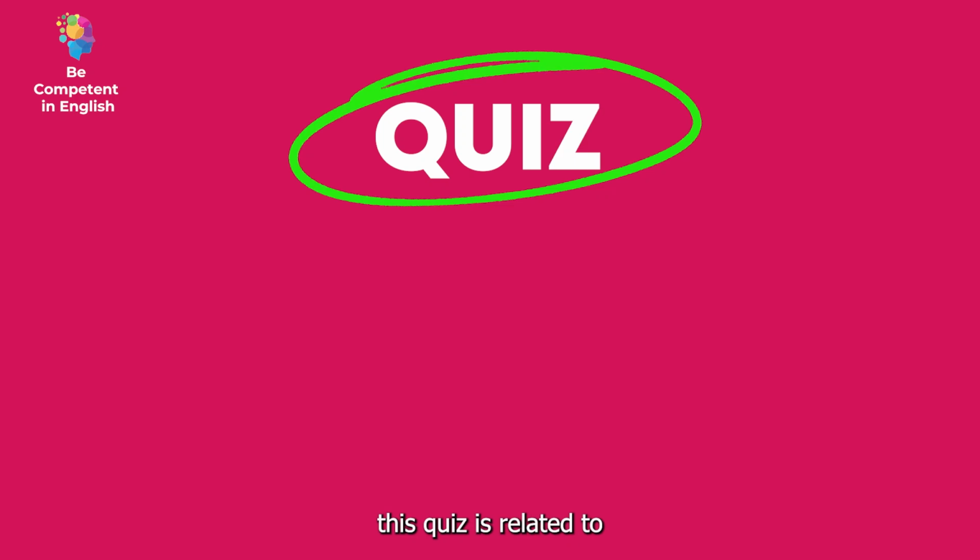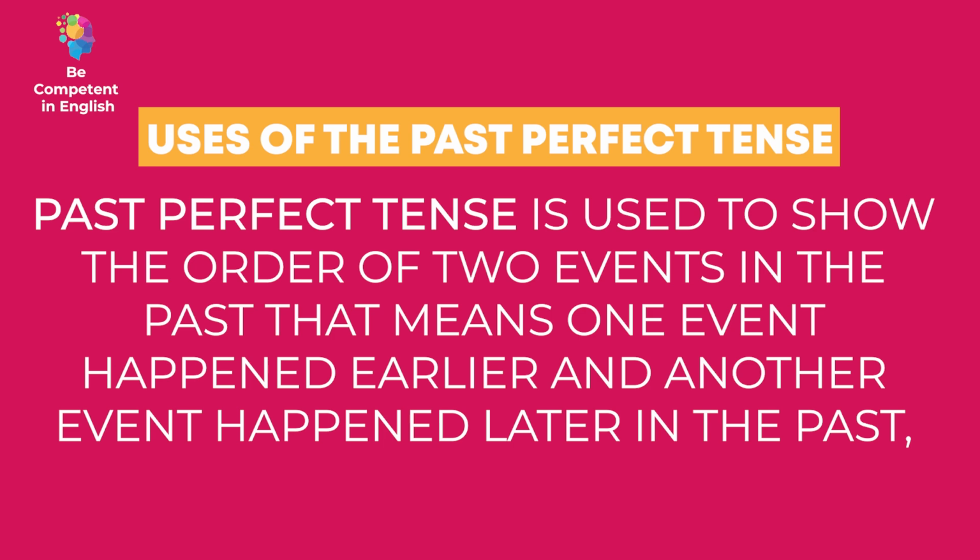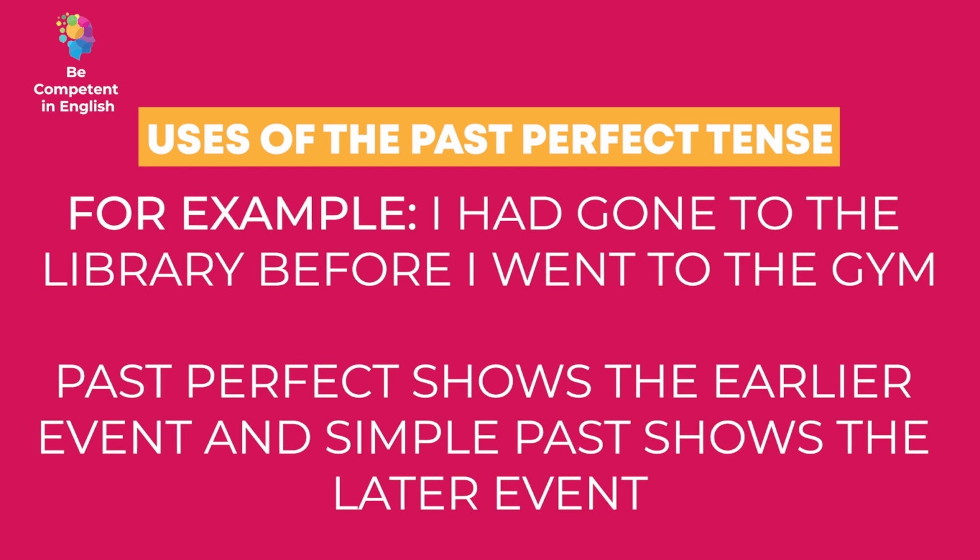Today's quiz is related to past perfect tense. Uses of the past perfect tense. Past perfect tense is used to show the order of two events in the past. That means one event happened earlier and another event happened later in the past. For example, I had gone to the library before I went to the gym. Past perfect shows the earlier event and simple past shows the later event.